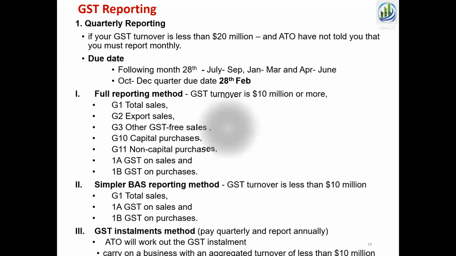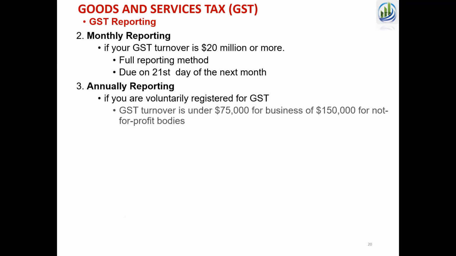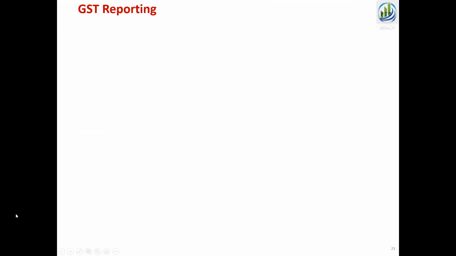If your turnover goes to more than 20 million, you should do monthly reporting. Like Aldi and Coles and Woolworths, they're doing the monthly reporting. Or those who registered voluntarily, who are not required to register for GST but voluntarily registered, can choose how they want to report. Normally they can report one annual report as well. Now I am going to show how you report to ATO.